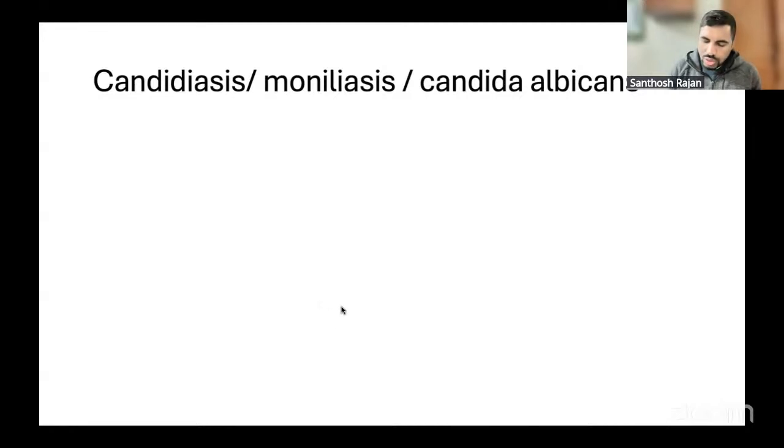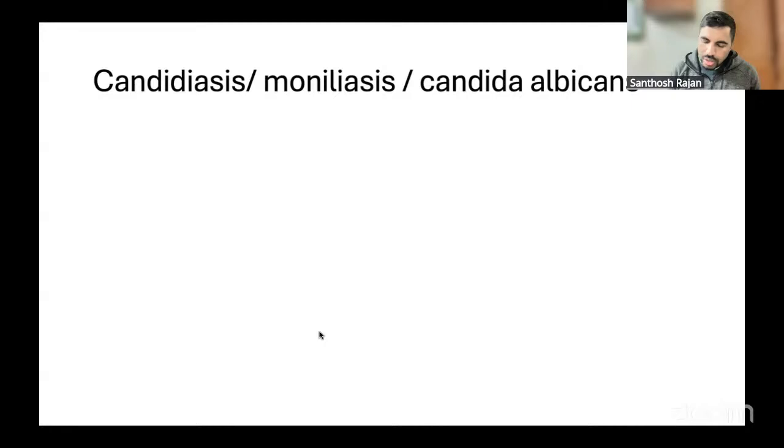Here, the pH is usually less than 4.5, acidic pH. Curd-like discharge, vaginal discharge, vulvovaginal, oropharyngeal, oral thrush. These are the opportunistic local infections you must mention. And of course, they can also cause onychomycosis.